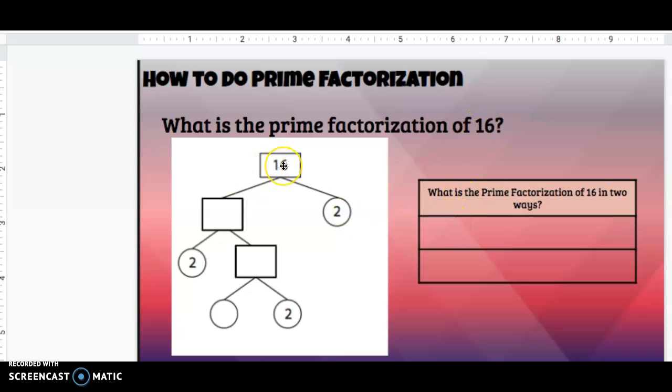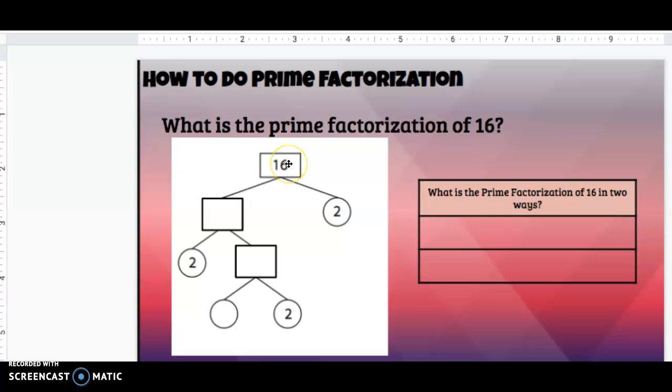What that means is that you would put 16 on the top, okay? Then you make it a tree. We call it a factor tree. These lines we call branches, okay? This is a picture. You aren't always going to get a picture. You'll get "what is the prime factorization of 16," and then you're expected to make the tree. But since this is the first time I'm introducing it to you, I made it so you have a visual for it.